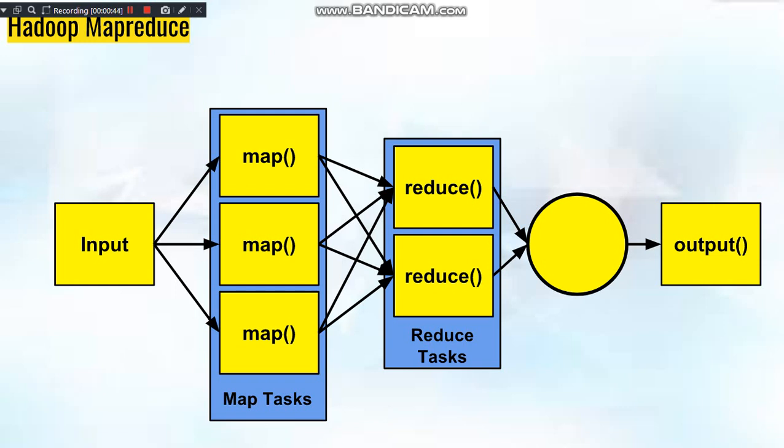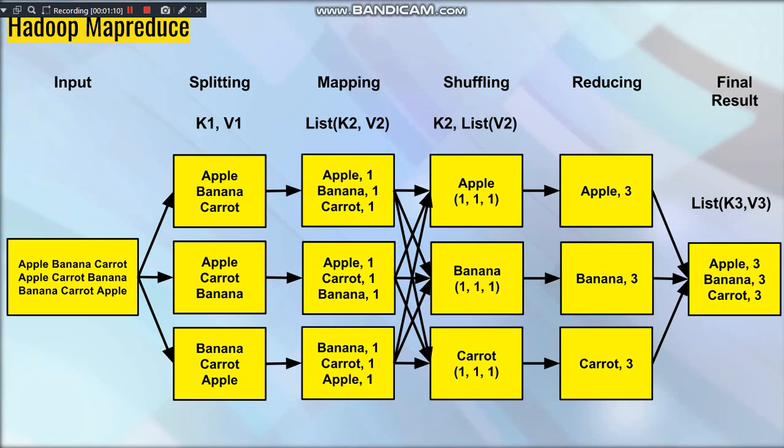Hadoop MapReduce splits the input data set into independent chunks which are processed by the map task in a completely parallel manner. The framework sorts the output of the map, which are then input to the reduce task. Both the input and output of the job are stored in a file system. The framework takes care of scheduling tasks, monitoring them, and re-executing the failed tasks.